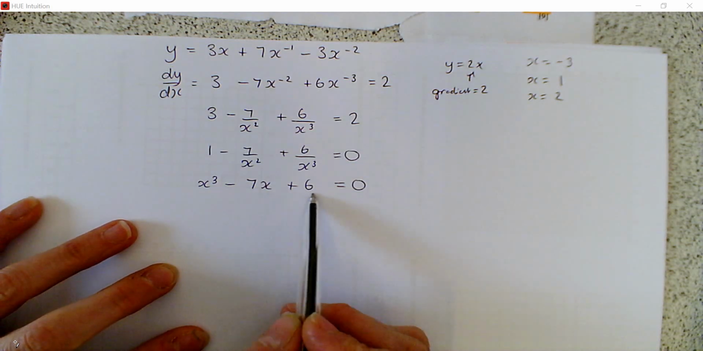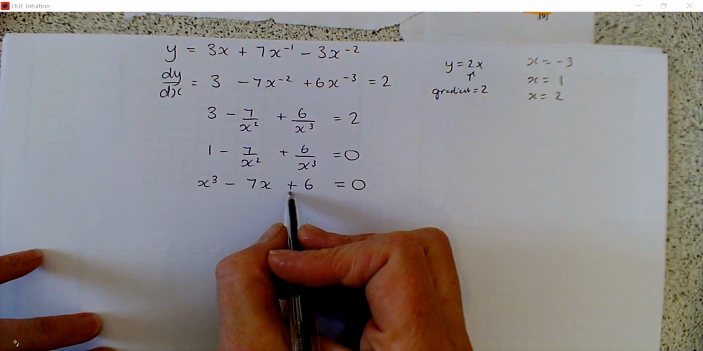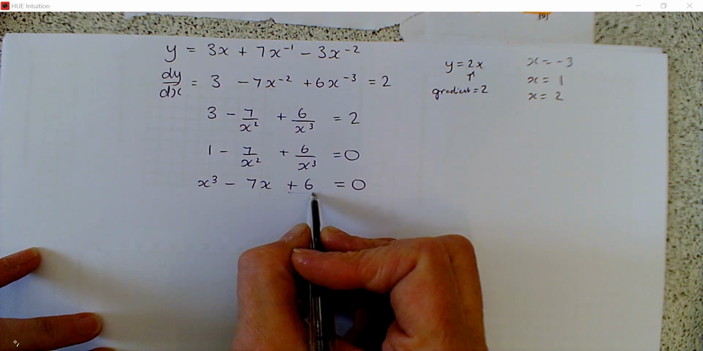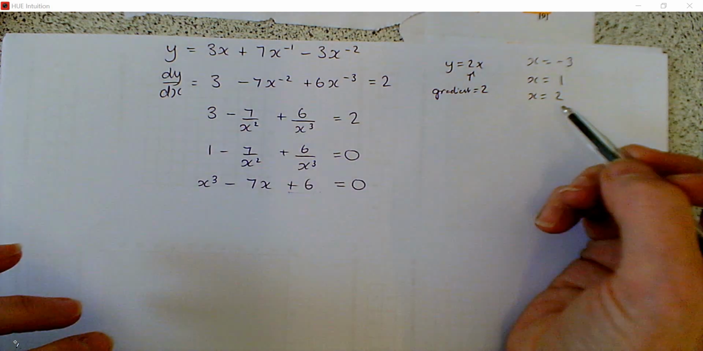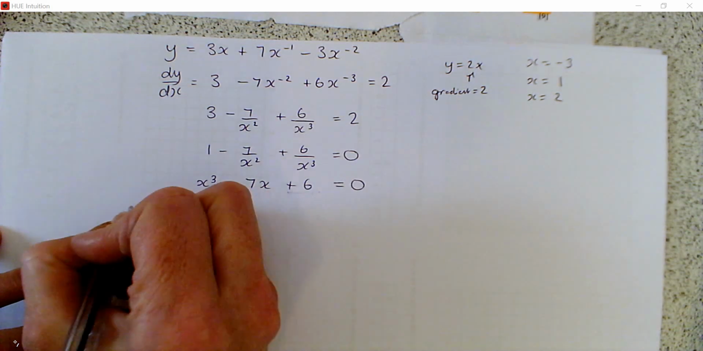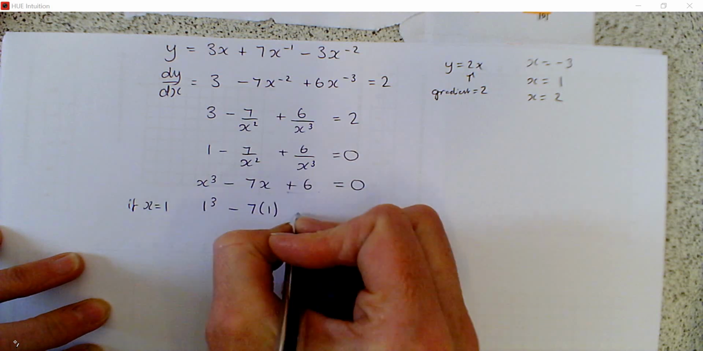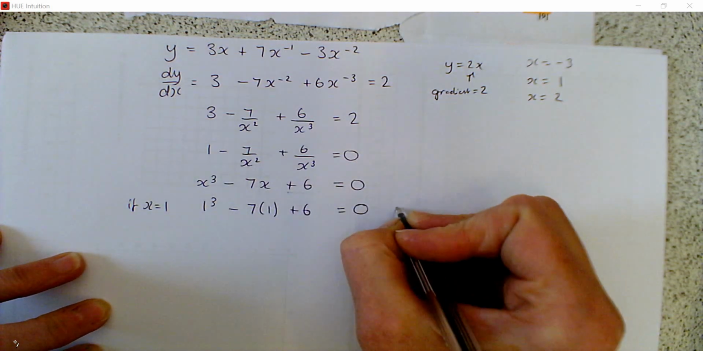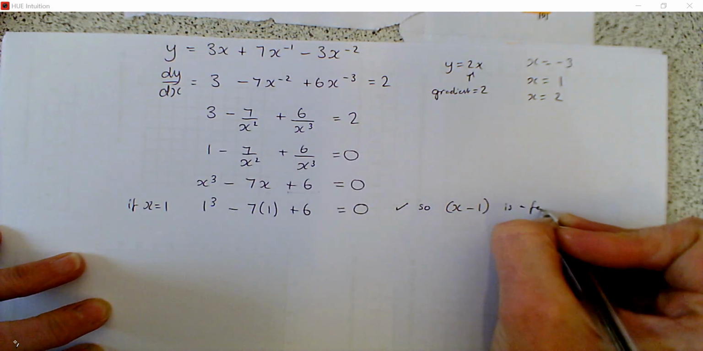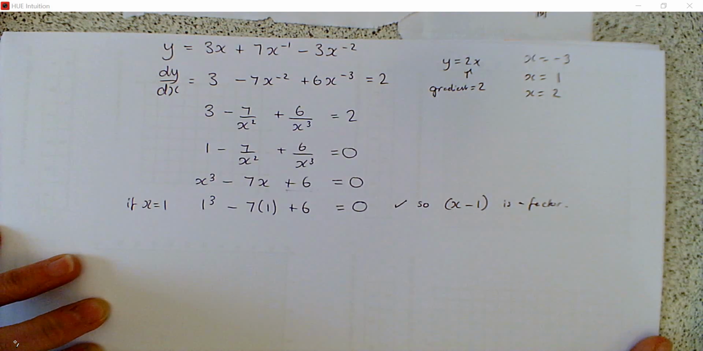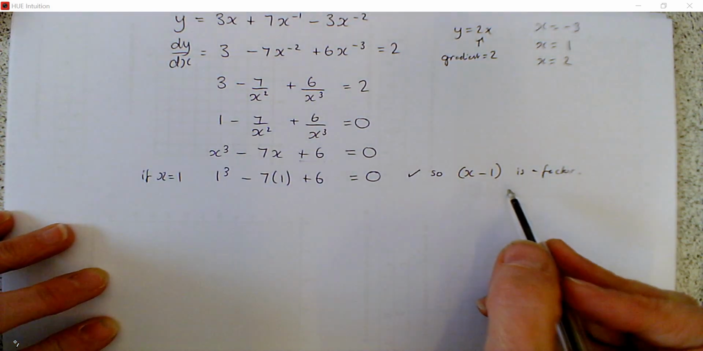So if I was thinking of trying out a guess at an answer, I would look at the 6 and think, what are factors of 6? So 1, 2, 3 and 6. So why don't we try x is 1? We get 1 cubed minus 7 times 1 plus 6, and I know that is 0, so that means x minus 1 is a factor. Okay, so now we need to do long division to find the other factor.